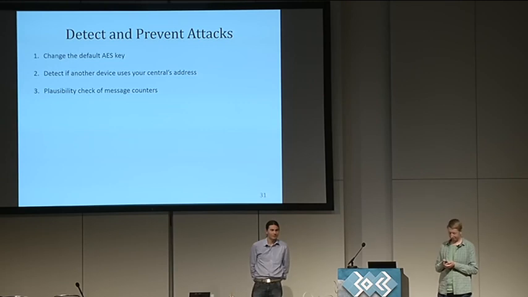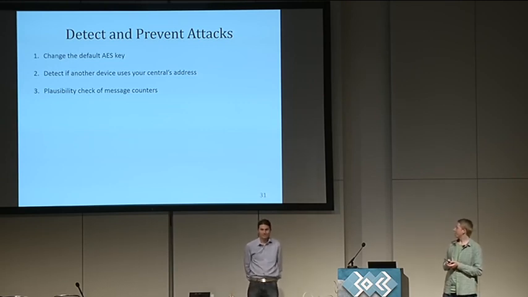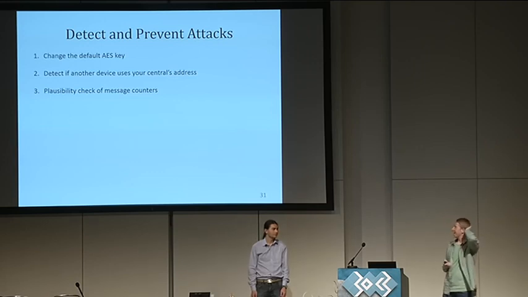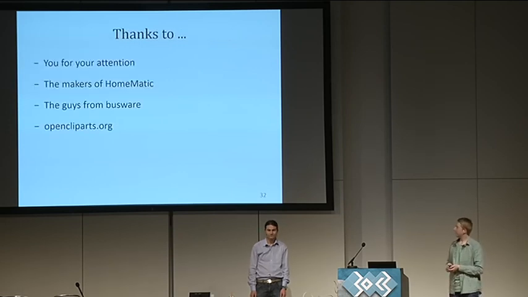But sadly, you can only detect an attack, you cannot prevent it. And the third thing you can do to detect attacks of the first kind is to do a plausibility check of the message counters. Again, it's only a detection of a possible attack, but there is no way to prevent these kinds of attacks. Thank you.